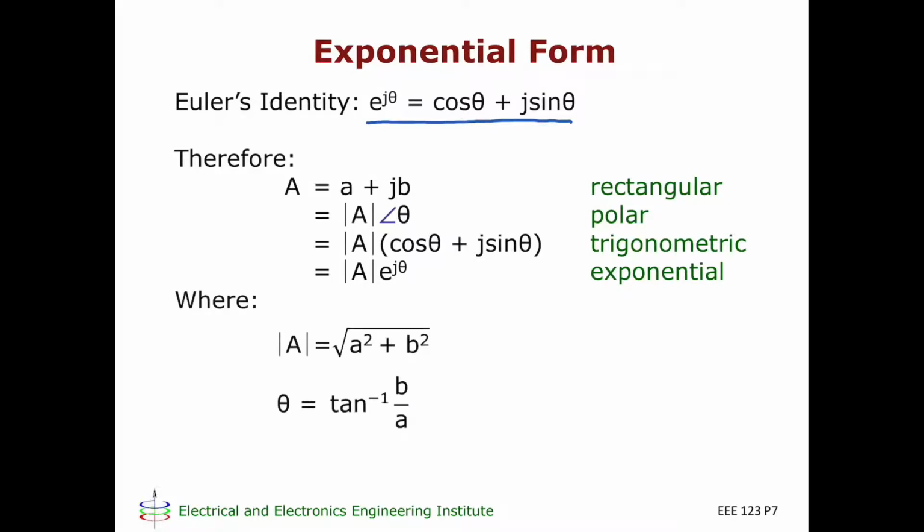where magnitude of a is equal to the square root of a squared plus b squared, and theta is the arctangent of b over a. So our previous example, 3 plus j4, can be written as 5 e to the j 53.13 degrees.